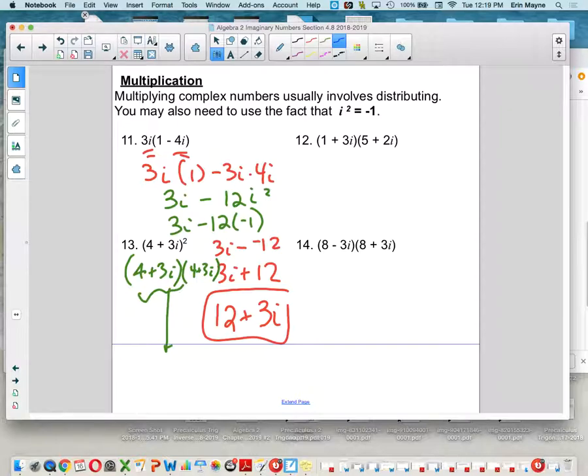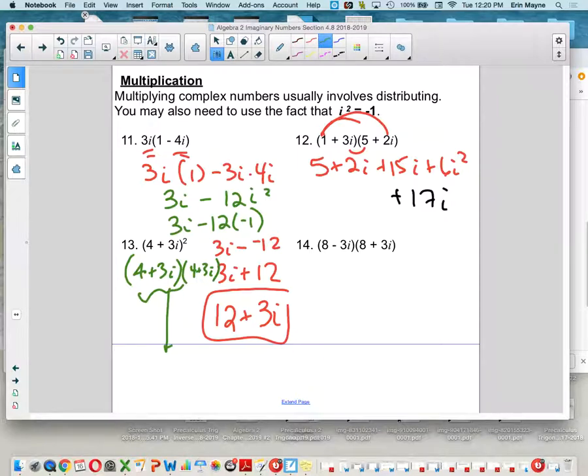Ready? Here we go. Starting with Aaron, number 12. I did 5 plus 2i plus 15i plus 6i squared. Good. That's pretty close to what most people should have. What can I put together, Jackson? The 2i and 15i, and I get 17i. That's going to be my imaginary part.